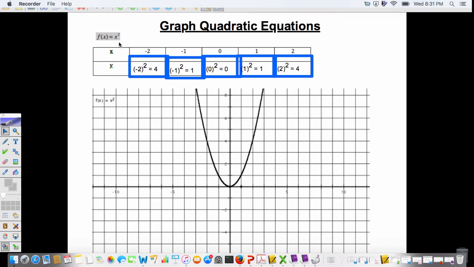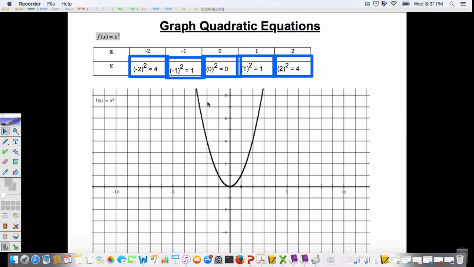And then we're going to plug in 2 to x squared and get 2 squared, sorry, which is 4. As you notice, the parabola is graphed down below here. All quadratics, when they're graphed, are called parabolas. And parabolas are U-shaped, as opposed to being linear like we've been doing in the past.